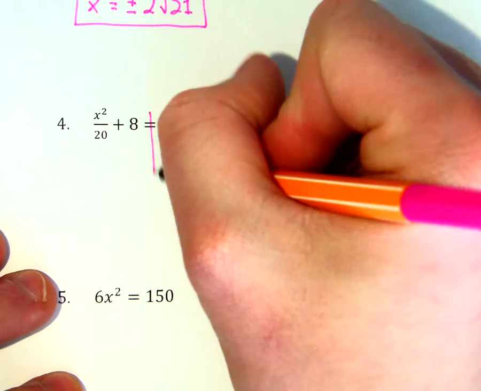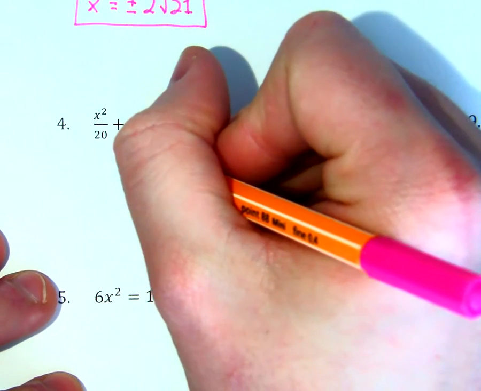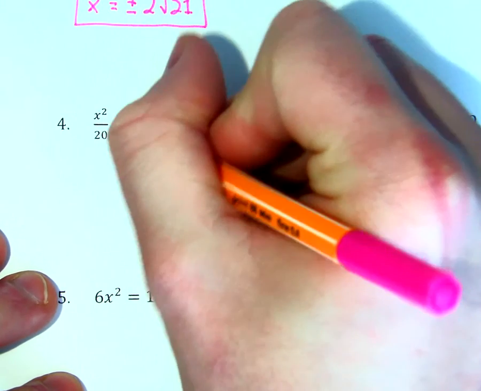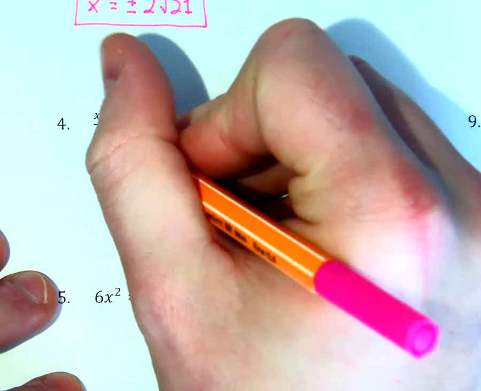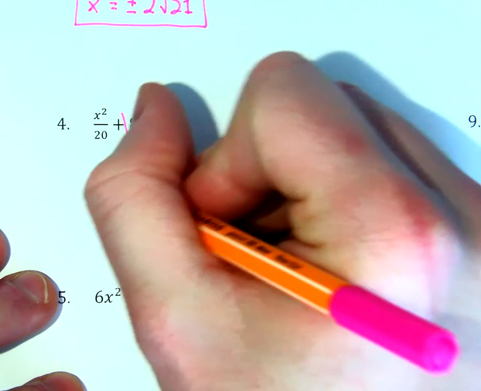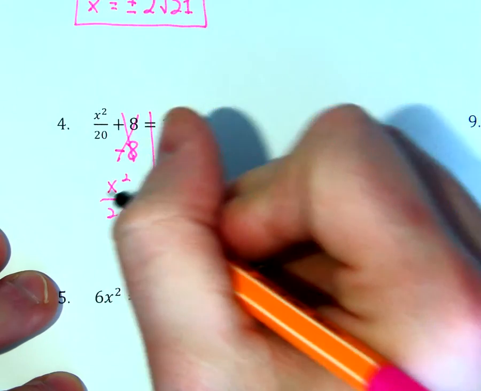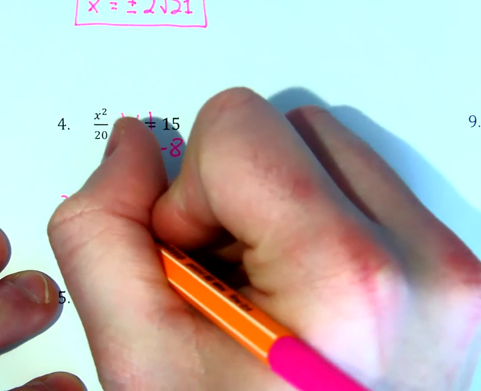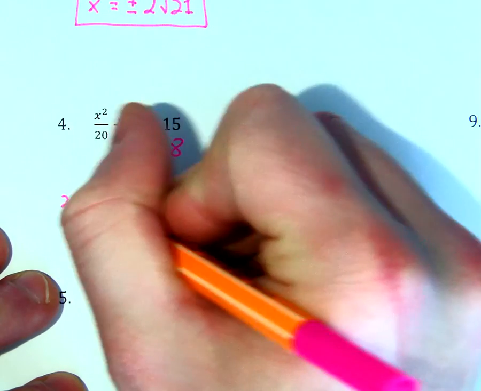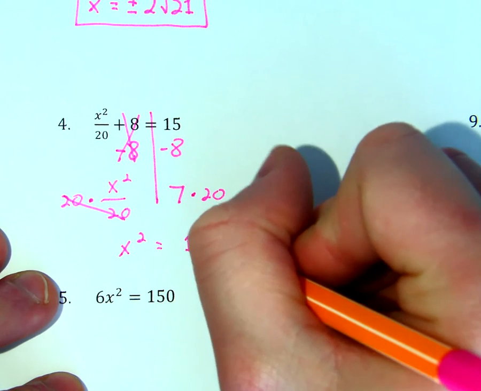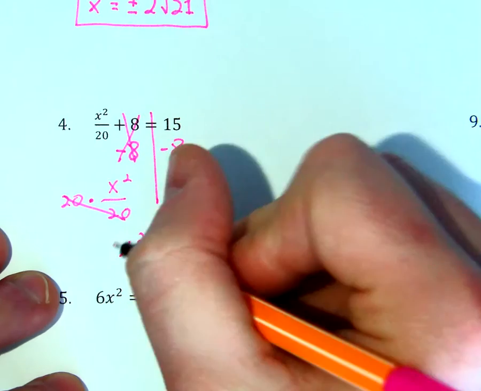Number 4. The 8 is connected to the x by addition. We're going to undo it with subtraction. We're going to find that x squared divided by 20 is equal to 15 minus 8, which is 7. We're going to undo a divide 20 with a times 20 and find that x squared equals 7 times 20, which is 140.